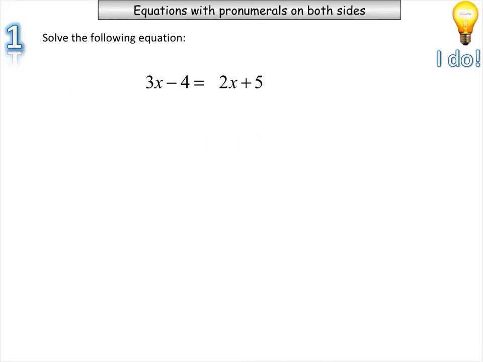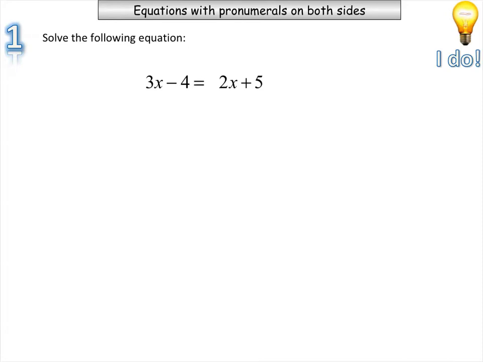Okay, so here's our first example where we've got the values of x on both sides of the equation. So we've got the 3x on one side and the 2x on the other side. We also have numbers on both sides as well. Now, you might have numbers on both sides, you might only have numbers on one side. But in this type, we've got numbers and pronumerals on both sides.